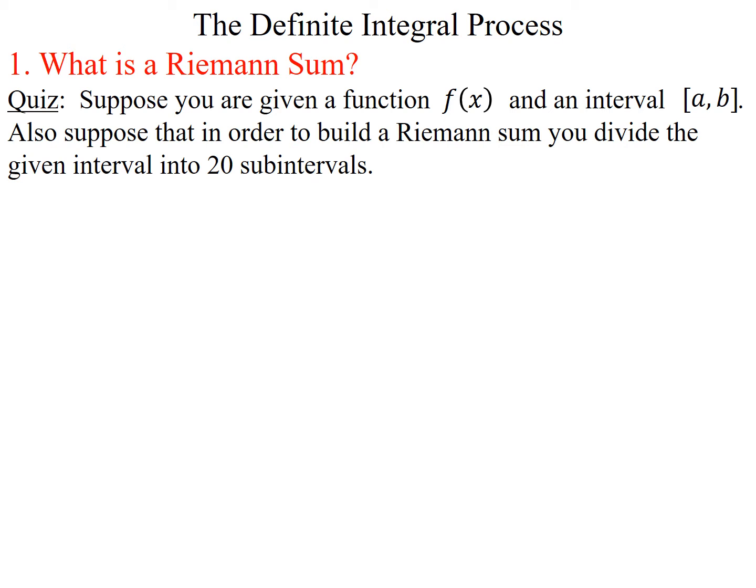Okay, so in this quiz, I'm going to assume for all the problems that we have a function f. The interval is a, b. And we're trying to build a Riemann sum, and we've divided this interval a, b into 20 subintervals. Okay, so those are the things that are given: function f, interval a, b, and we're going to build a Riemann sum by cutting that interval into 20 subintervals. All right, so here are a few questions. First question, what's the value of n?